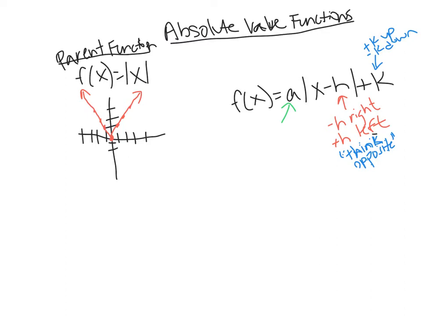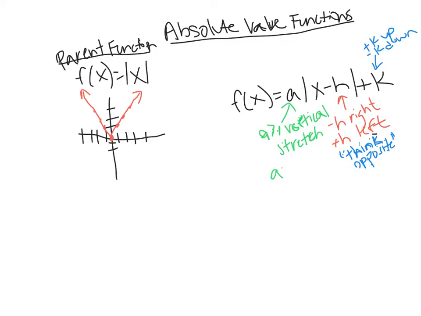If it's multiplied on the outside, that is going to be a vertical stretch or a compression. If a is greater than 1, that is going to be a vertical stretch. And think about when you vertically stretch yourself: you're going to get taller, which means you're going to get skinnier.